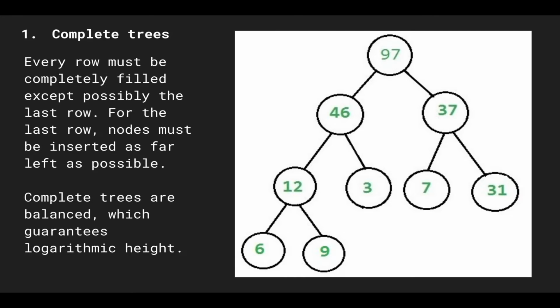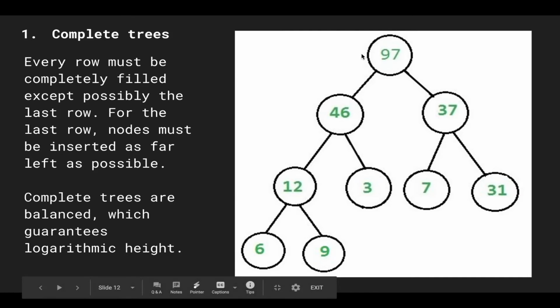The first property, which is the structure property, talks about the structure of the binary heap tree. And binary heaps must be complete trees. What a complete tree means is a tree where every row is completely filled except possibly the last row. So here on the right is a complete tree. Every row in this tree is filled up except possibly the last. So the only row that cannot be fully complete is the last row. And for the last row, all the nodes must be inserted as far left as possible. So if we had a 6 or 9 here, then this would not be a complete binary tree. We have to insert it always to the left.